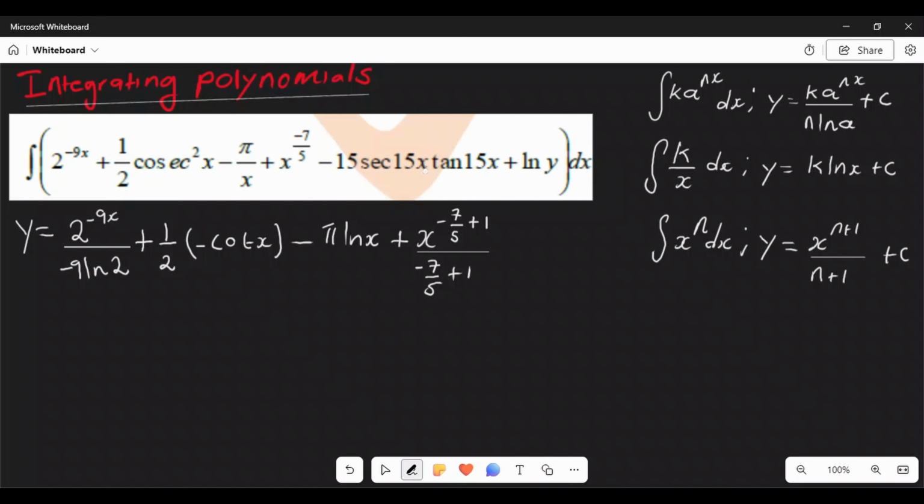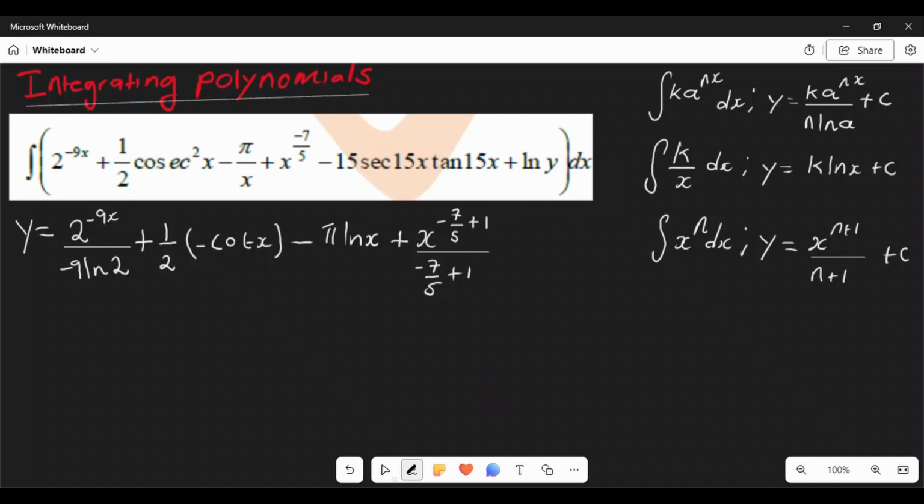Now let's go to the second last term. The second last term, we have 15 sec 15x multiplied by tan 15x. This one here, just like the second term here, is a trigonometric integral. So what you need to know, this one is also a bit tricky. You need to know the differentiation of trigonometric ratios here. Sec-tan is actually the differentiation of sec. If you still remember your differentiations, you know that sec-tan is actually the derivative of sec.